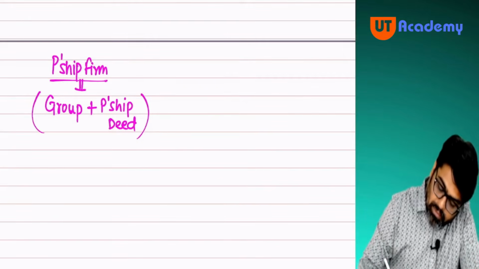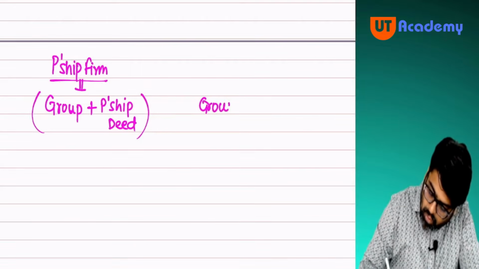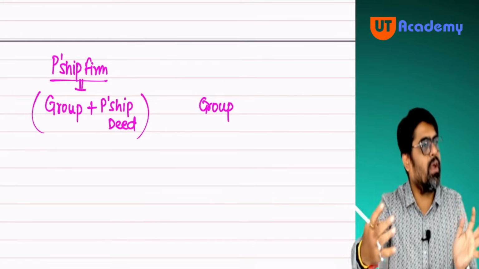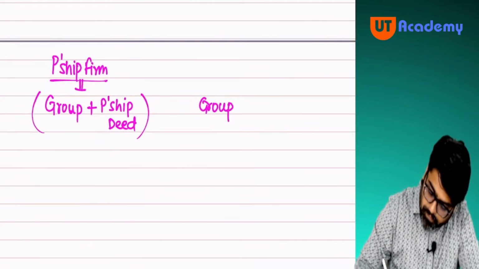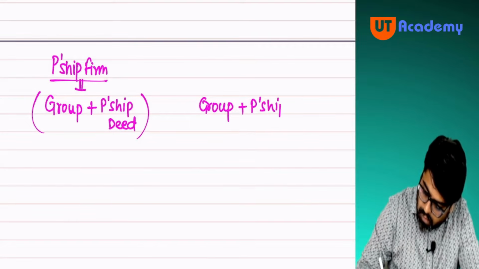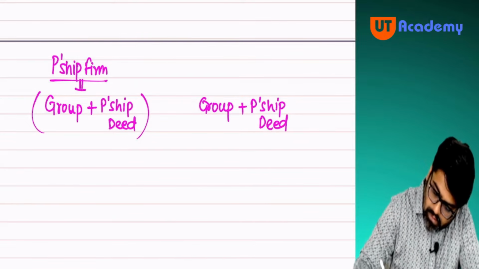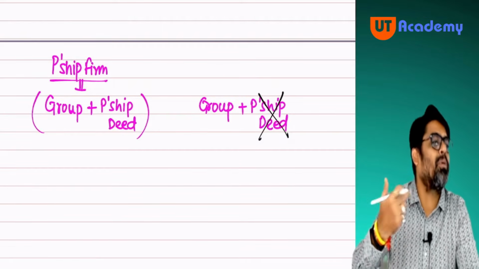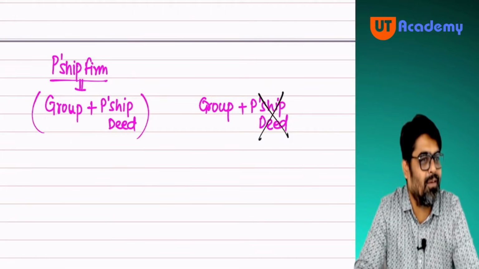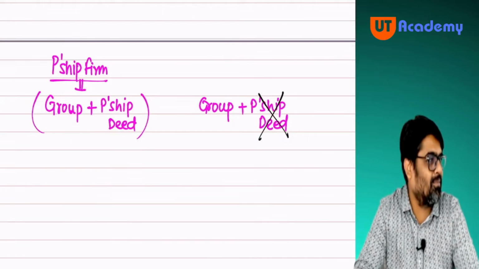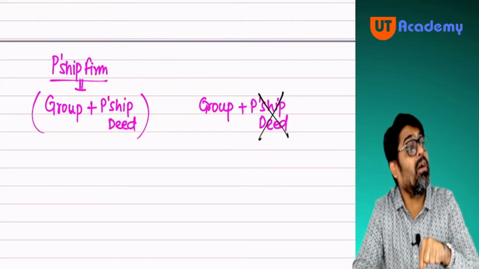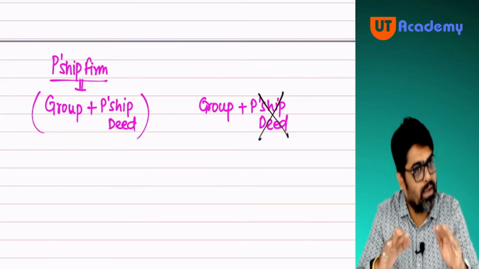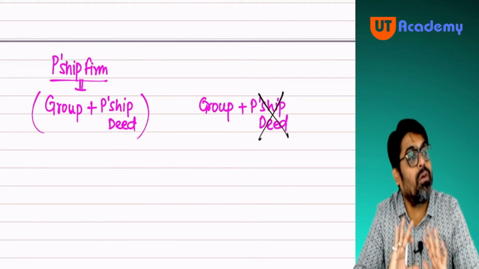Okay. Now, sometimes a group is formed. Myself and Gokul, we are coming together. We are forming a group. But if a partnership deed is not made between us, then the group formed by myself and Gokul cannot be treated as a partnership firm. Because in order to call the group a partnership firm, there has to be what? Partnership deed.